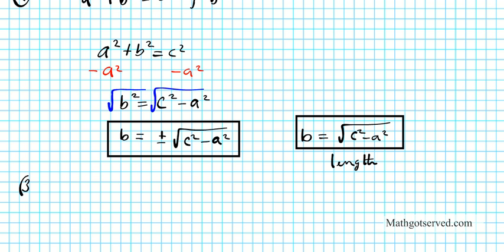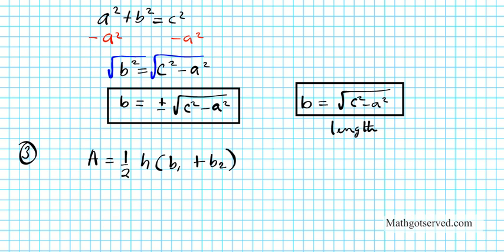Formula number 3. What if we have the formula A equals 1/2 height times base 1 plus base 2. This is the formula for the area of a trapezoid. All right, so this problem wants us to solve for B1.